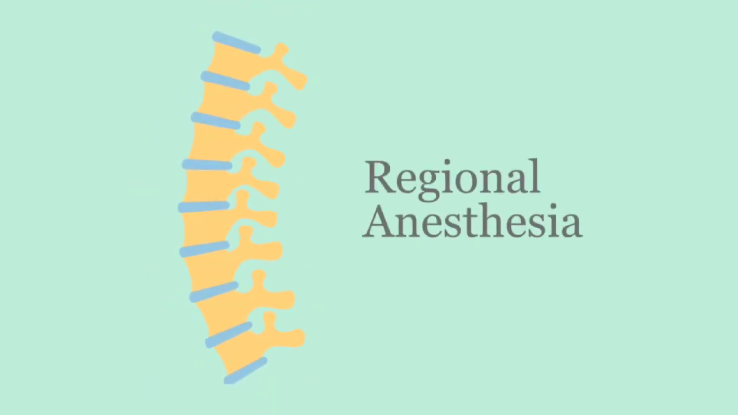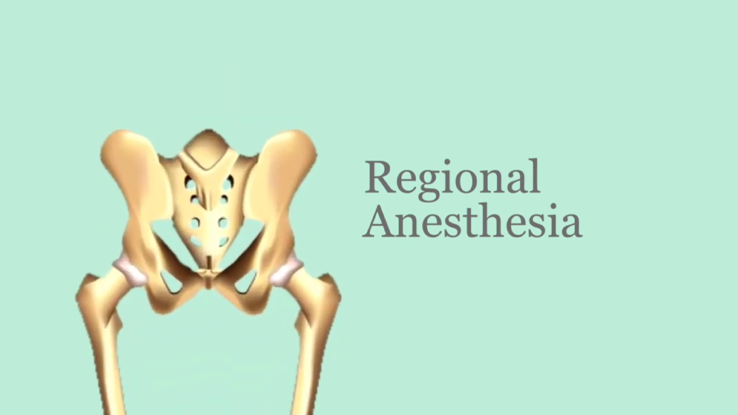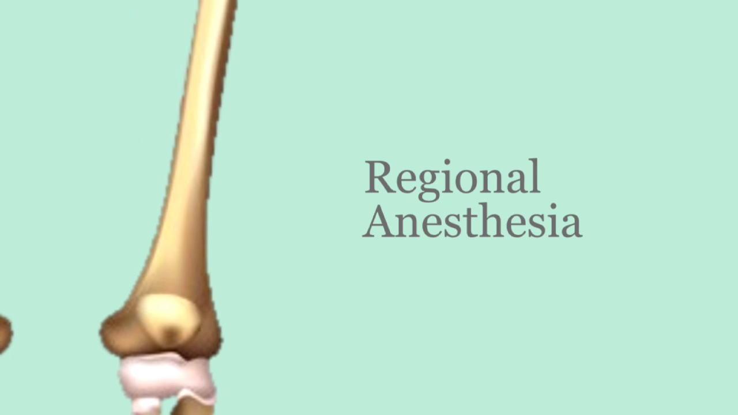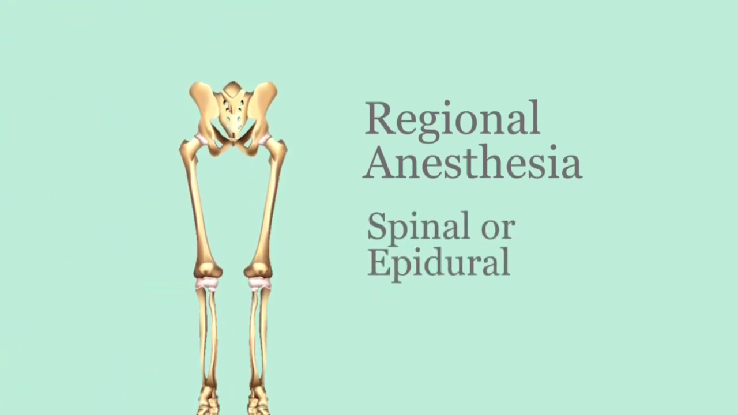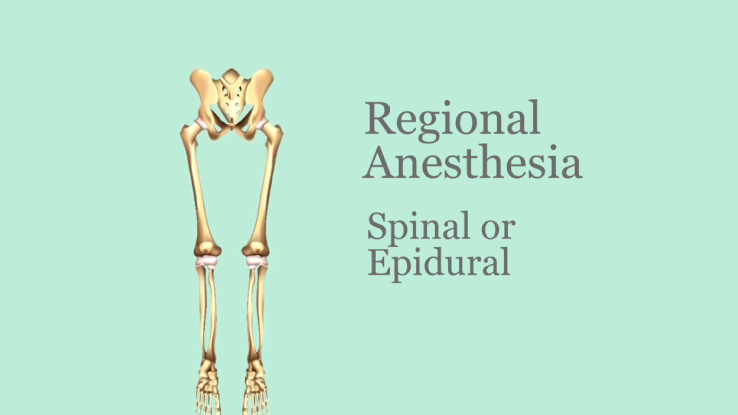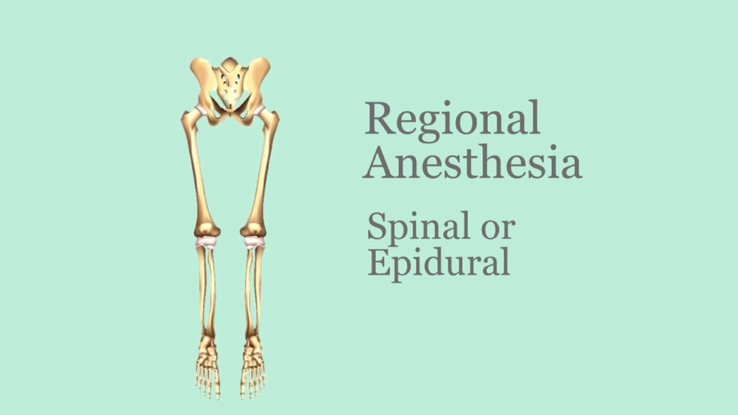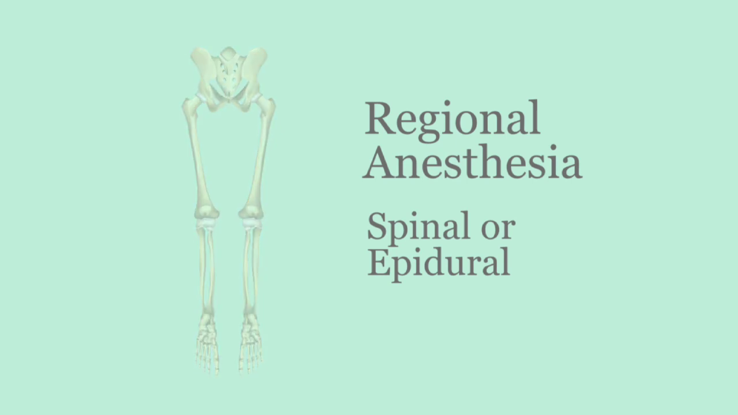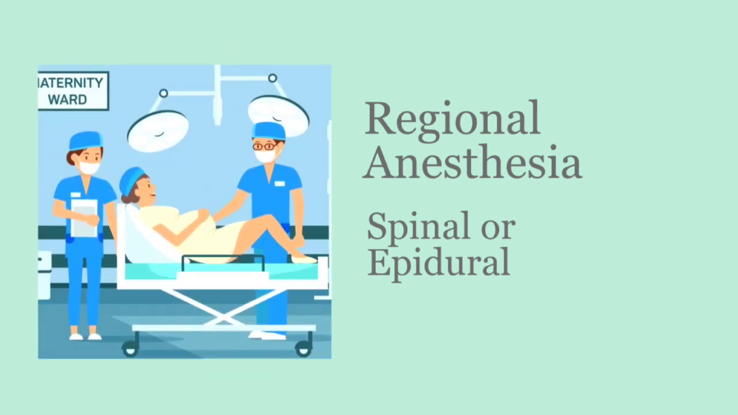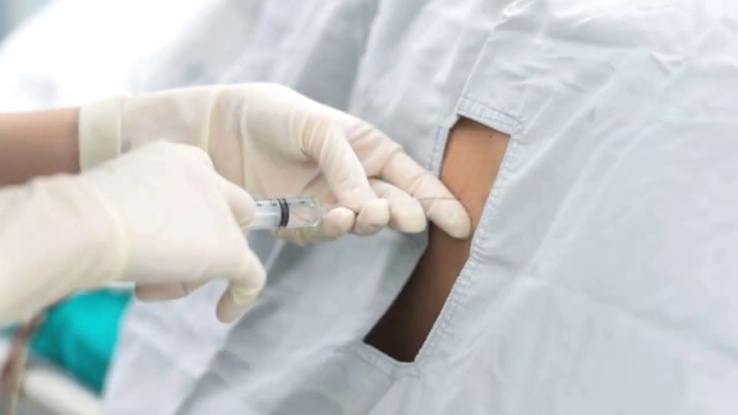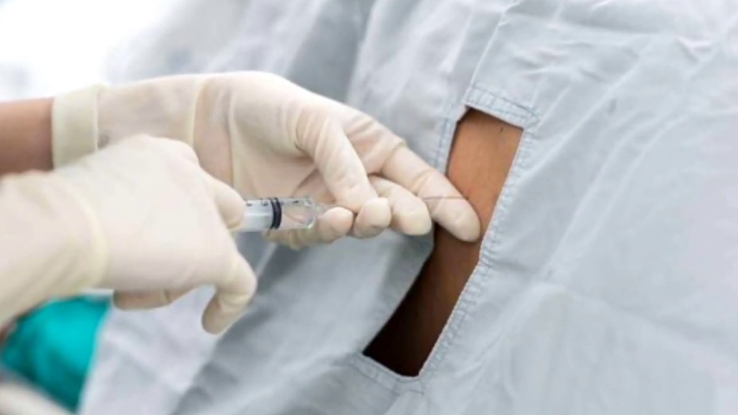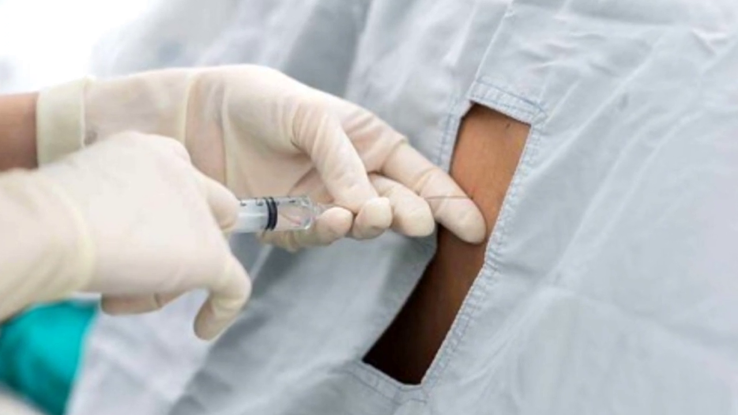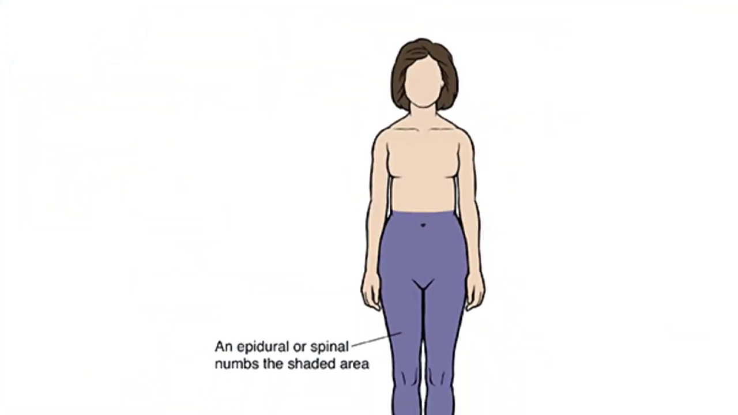Regional anesthesia. If you are having certain operations such as pelvic, hip, or leg surgery, you may be able to avoid general anesthesia by having your operation under spinal or epidural anesthesia instead. Spinal and epidural anesthesia are also often used during childbirth. Both spinal and epidural anesthesia involve injecting medications near the spinal cord. This makes you numb from the level of your chest down to your feet.